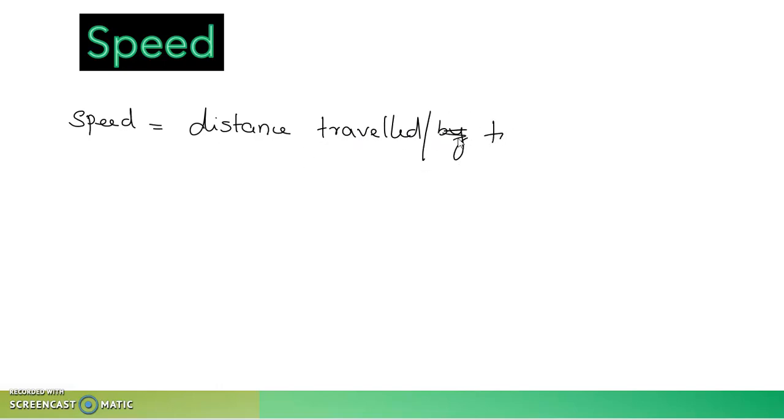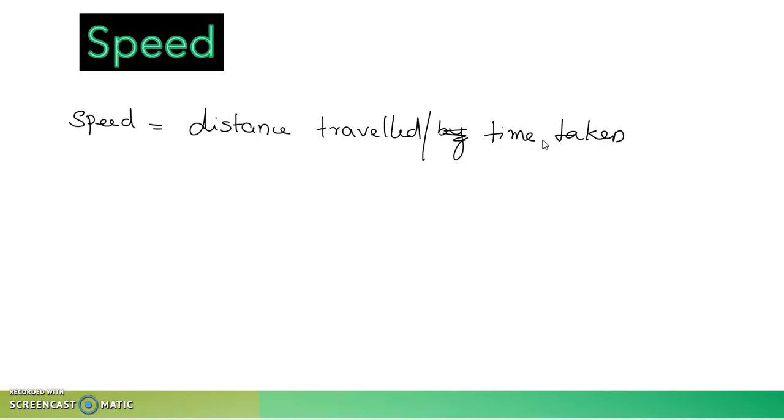So speed, what is speed? We know when a vehicle travels really fast, that it has more speed, right? But how do we define speed? We can say that speed is equal to distance traveled by time taken. Okay, distance traveled by time taken.